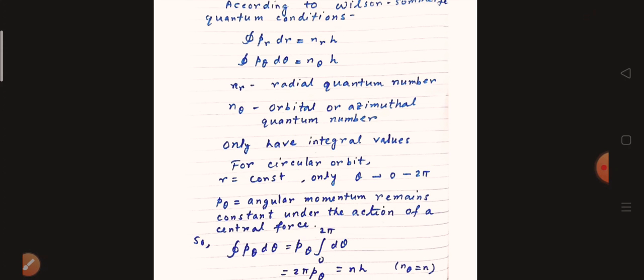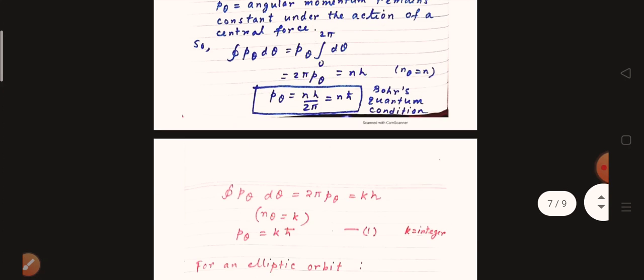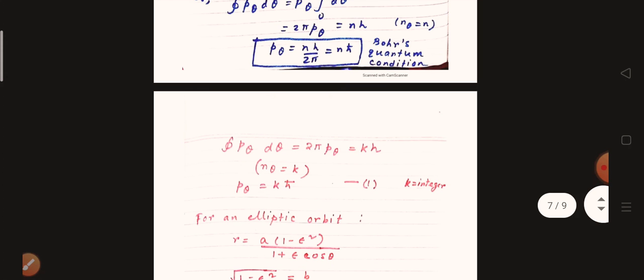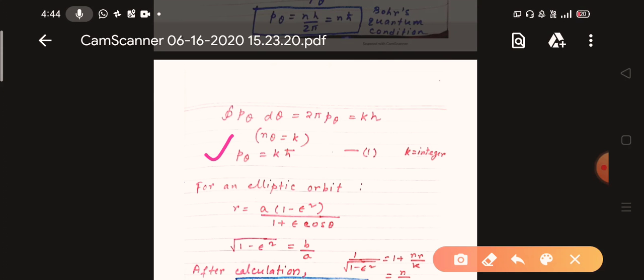Sommerfeld took rather a general rule of quantization, applying to r as well as theta. These are the two quantum conditions, one giving you the radial quantum number and the other giving you the orbital or azimuthal quantum number. One is denoted by n_r, the other by n_theta. Now we can write the closed integral over p_theta d theta as 2 pi p_theta, that is k times h, or from the Sommerfeld condition, p_theta equals k h cross. So k can also have only integer values.